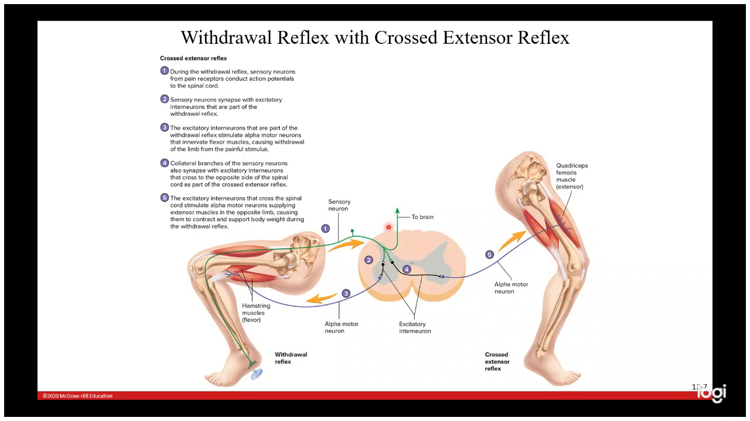Yes, the signal is going to the brain, but also we need to get that information over to the other leg. So step 4 is where the major difference is with this particular one. So if you get all the other reflexes that I talked about and you understand it, you need to add 1 step to the crossed extensor reflex and you will have it down.